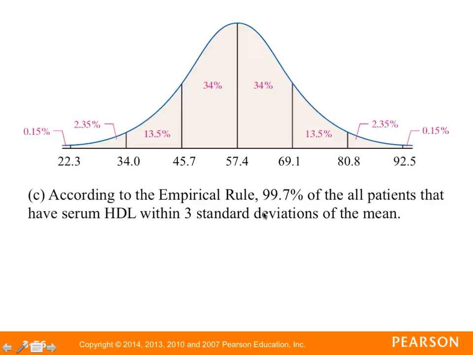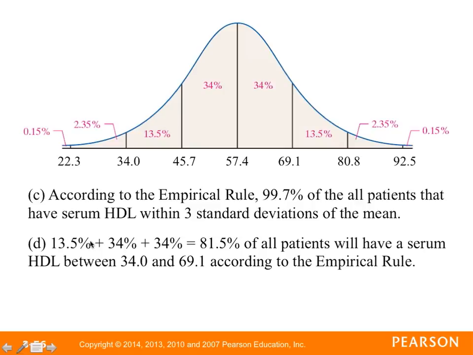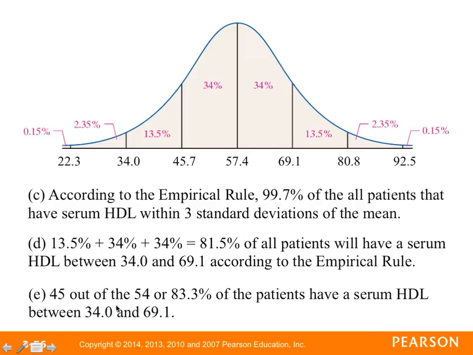According to the empirical rule, 99.7% of all patients have serum HDL within 3 standard deviations of the mean. Now, if we want to figure out how many patients are between 34 and 69.1, we can look at our chart here. From 34 to 69.1, we're going to have a piece that has 13.5, 34, and 34. And if we add those up, we get 81.5% of all patients.